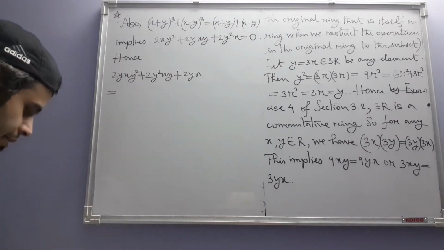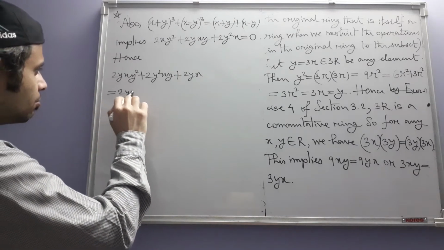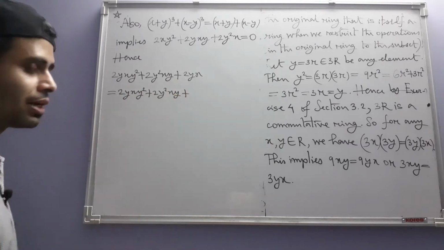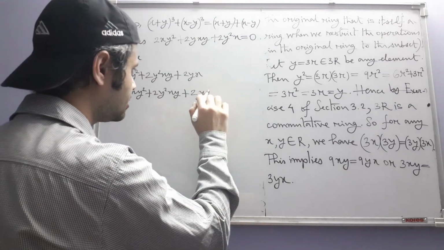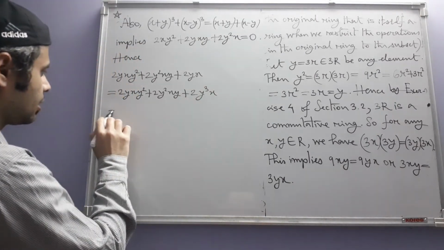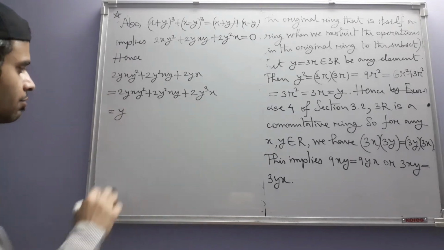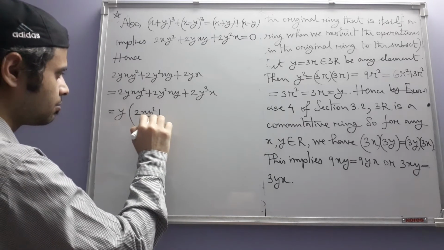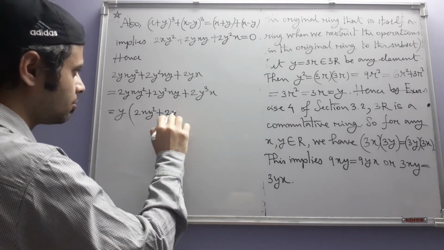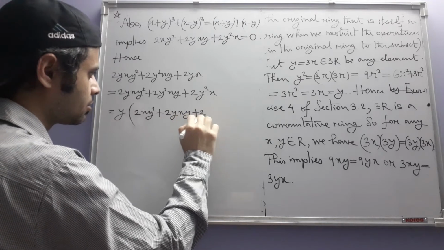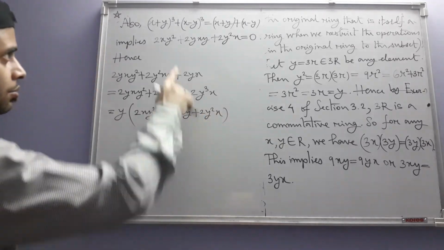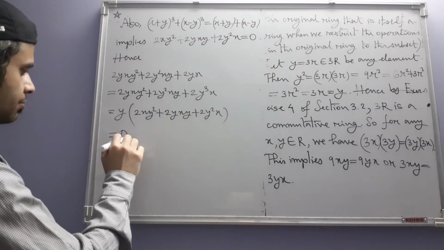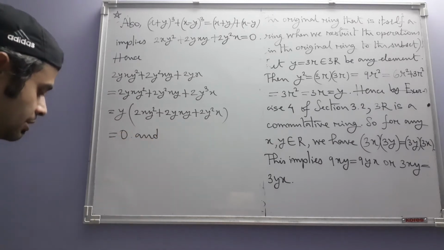This can be written as 2yx y square plus 2y square xy plus, in place of y we can write y cube, because every element is its cube. And if I use the distributive law and take y common out, I am left with 2xy square plus 2yxy plus 2y square x. But this is equal to 0. So this is 0.